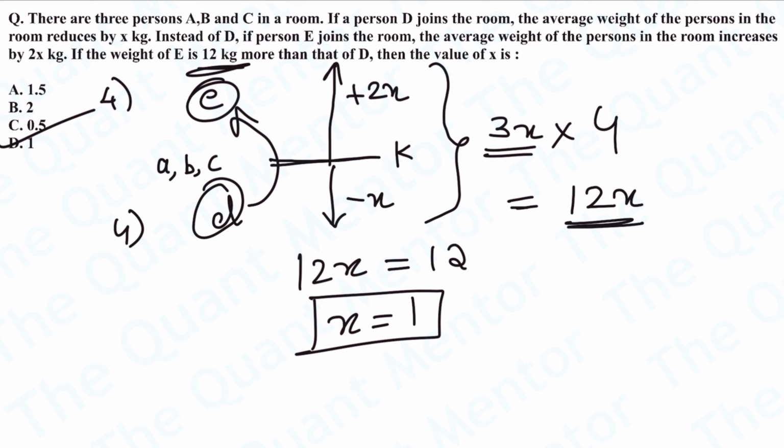The initial average was K. When D joins, it reduces by x. When E joins, it increases by 2x. The change in the average is 3x. So the change in the total will be 3x into 4, that is 12x. And why is this gap of 12x in the total? Because the gap of E and D is 12 kgs. So 12x is 12 kgs. x is equal to 1. That's the answer, option D.